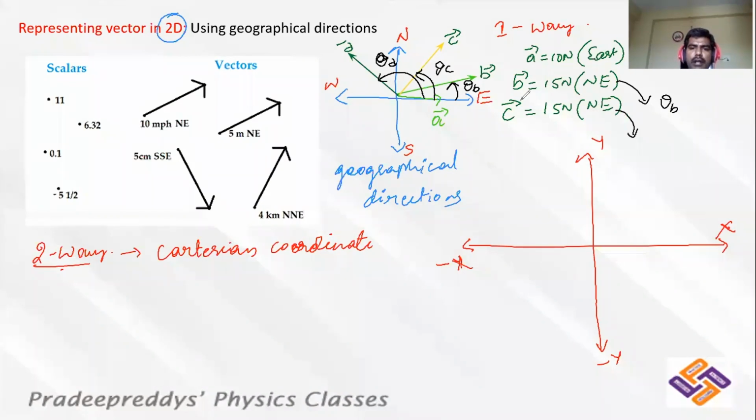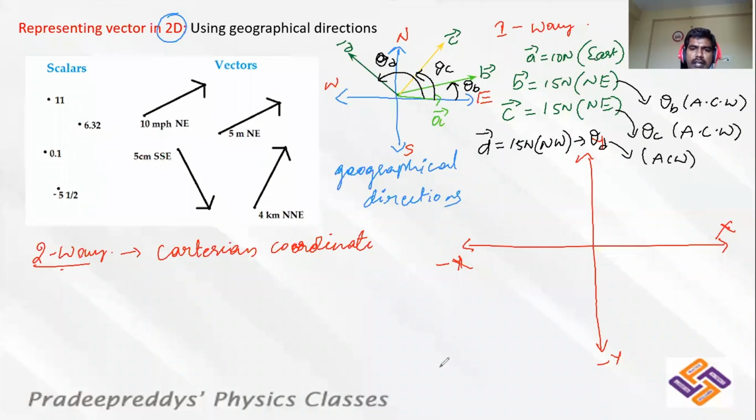Similarly, C bar is 15 Newton northeast, making an angle theta C with respect to x-axis in anti-clockwise direction. This also in anti-clockwise direction with respect to x-axis. Similarly, how do you represent D bar? D bar can be represented with 15 Newton, and this is in which direction? It is northwest, and it is making an angle theta D with respect to x-axis in anti-clockwise direction.